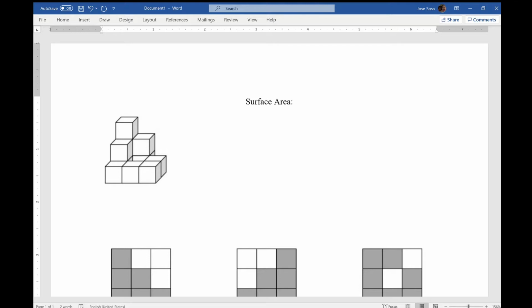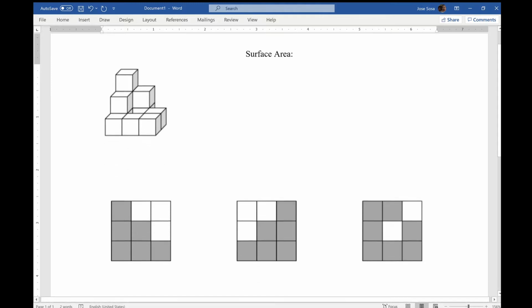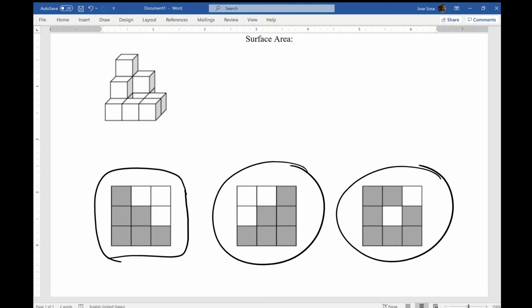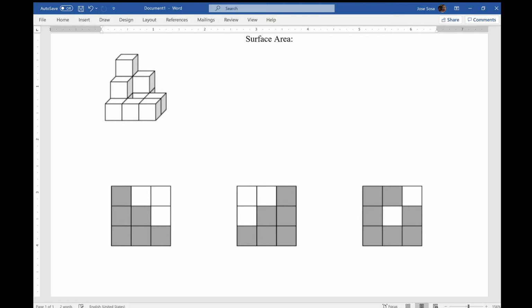But anyway, let's look at the surface area of this shape here. We're looking for the surface area. That means the area of all its surfaces, all its faces. Okay, and I want to show you guys a quick way of doing it by using the side views, the cross sections. So I'm going to show you guys how to do that.